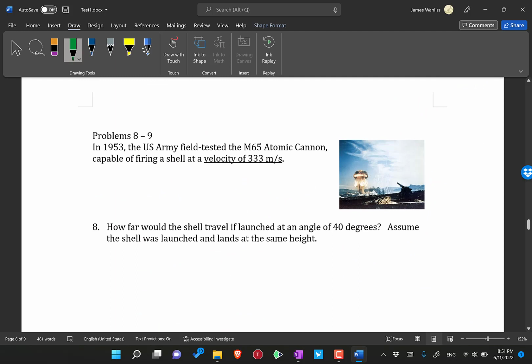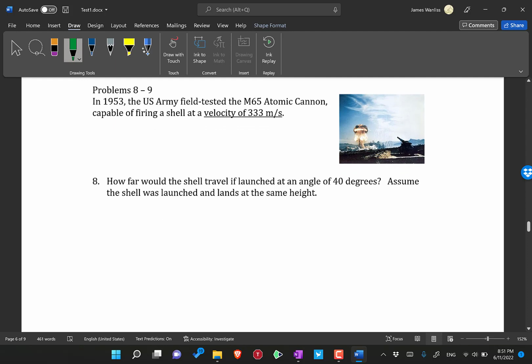Problem 8. In 1953, the US Army field tested the M65 atomic cannon, capable of firing a shell at a velocity of 333 meters per second. That's the fastest speed that this thing could come out. That's the sound speed, 333 meters per second. How far would the shell travel if launched at an angle of 40 degrees?